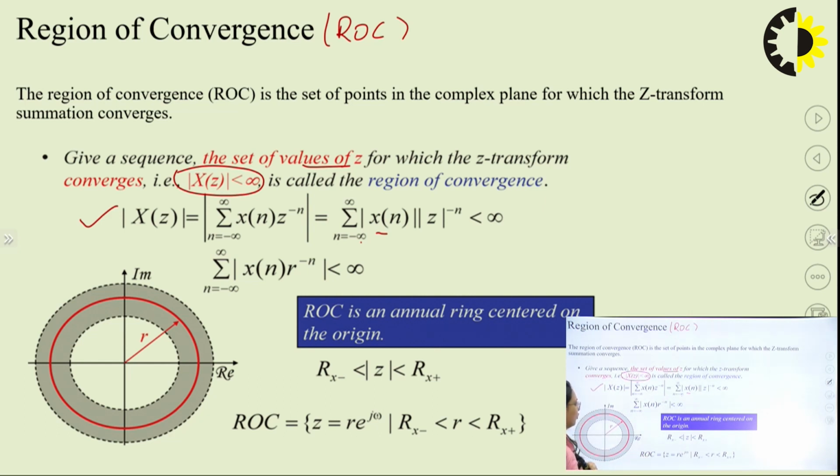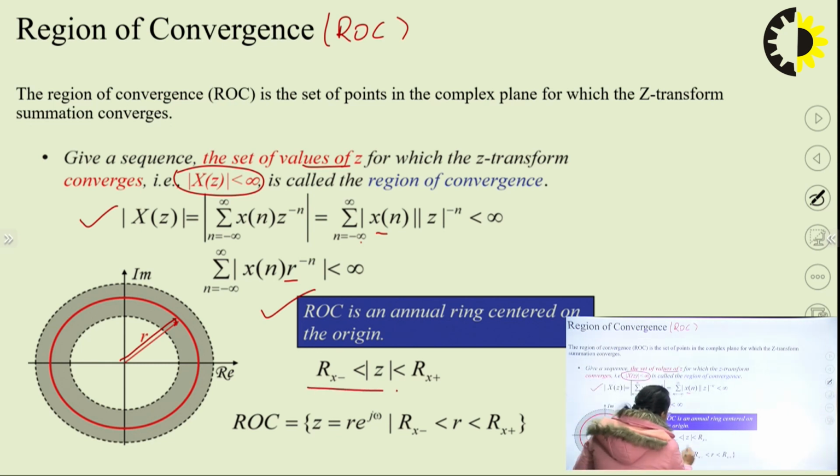So the ROC is actually an annular ring which is centered around the origin. This is the way in which we represent the ROC, and the radius of the ROC will depend upon the question. In this case you can see r raised to the power minus n, that means this r is the radius.